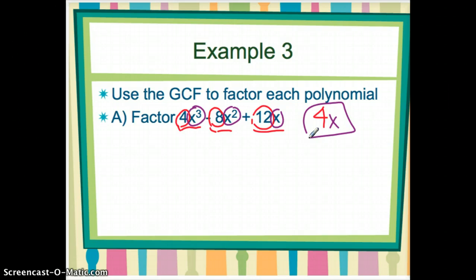A good way to factor this might be to look at a rectangle diagram. Okay, so what you have, 4x will be either the length or the width.